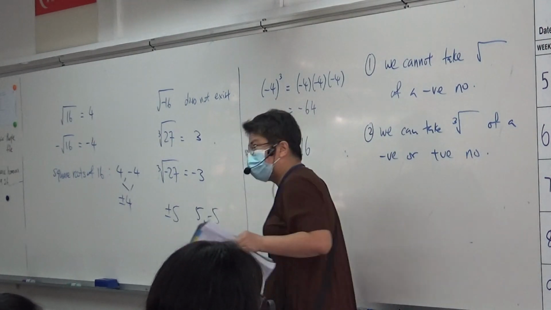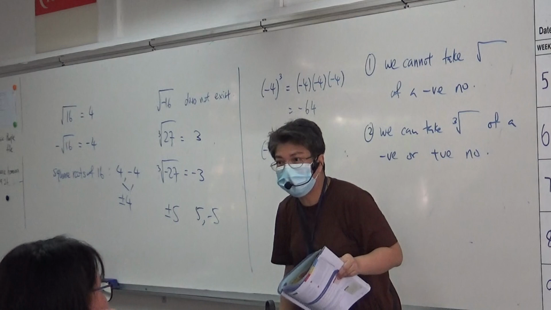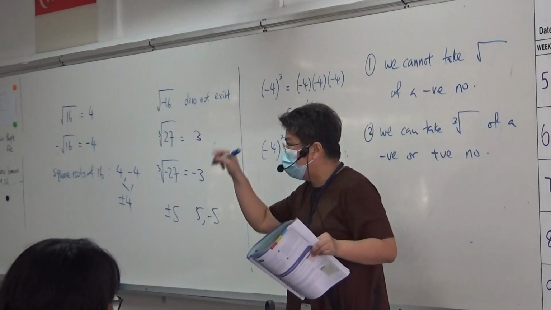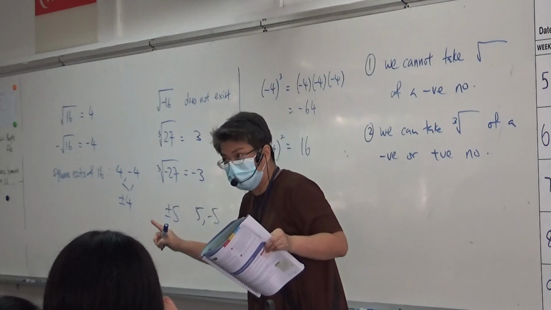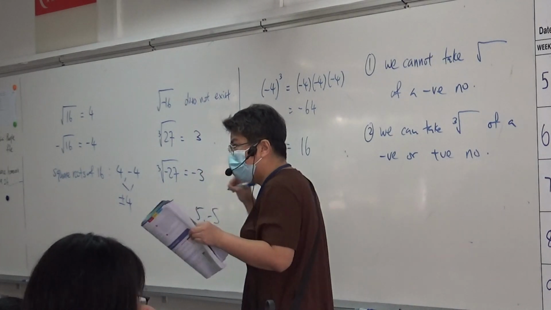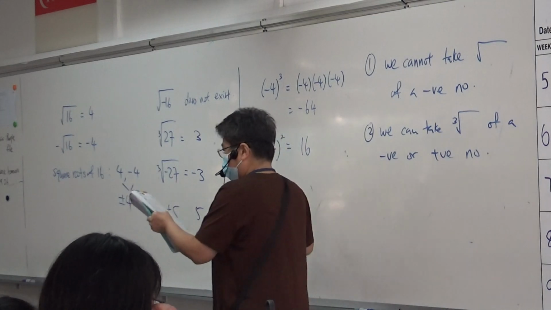This is a 16, right? No negative, right? Correct now. You must key in the bracket, because negative 4 times negative 4 is a positive 16. So you must know all this. Okay? One more question.